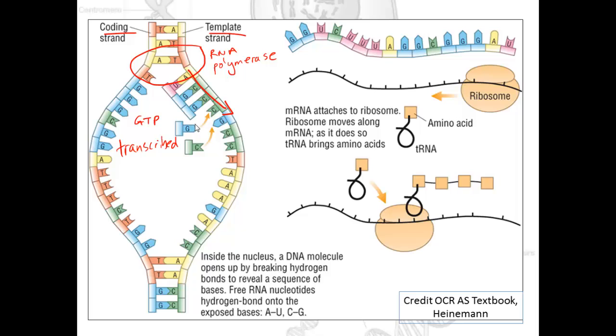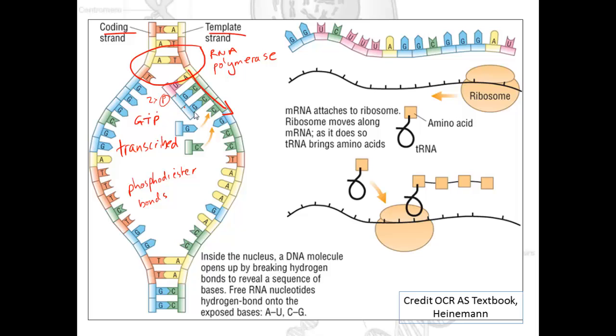On they come. And then energy from the triphosphate is used to make these bonds between them. 2 phosphate groups are released, and we reform what are called the phosphodiester bonds. Those phosphodiester bonds are between the nucleotides, and they hold them together and give them a strong sugar phosphate backbone, very similar to that of DNA.